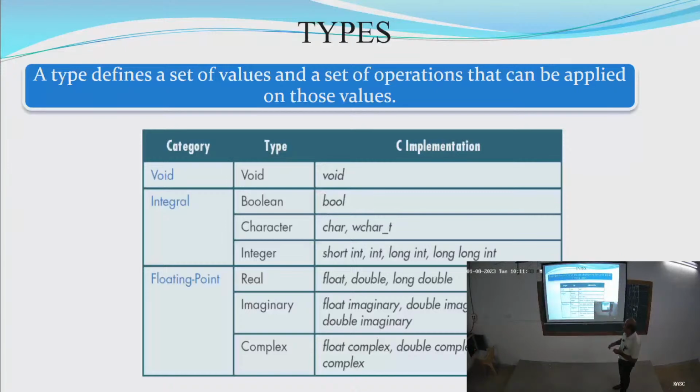Okay. And the next one is floating point. Floating point means a number with decimal places. That is called a floating point value. And real, imaginary, and complex parts are also available. Real means float, double, and long double. And imaginary parts, float imaginary and double imaginary, are available. Complex numbers, float and double complex, are also available.